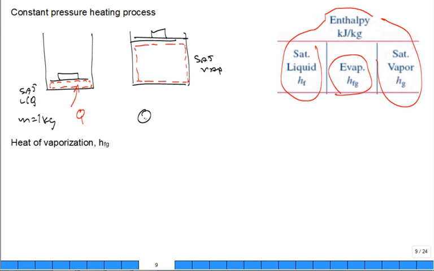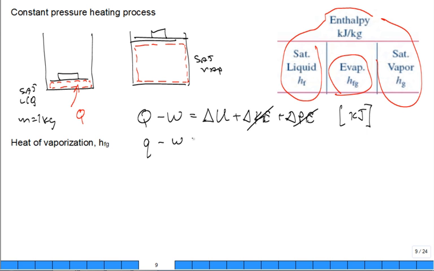We brought in some heat, we did some work, and we changed the internal energy of the system. I'm neglecting changes in kinetic and potential energy. Do you like that first law? Okay. This is all in units of kilojoules. Because I have a trapped amount, let's put it on a per kilogram basis, and I know I'm thinking about 1 kilogram. So lowercase q minus lowercase w is equal to the change in lowercase u. That's all kilojoules per kilogram. It's all on a per unit mass basis.